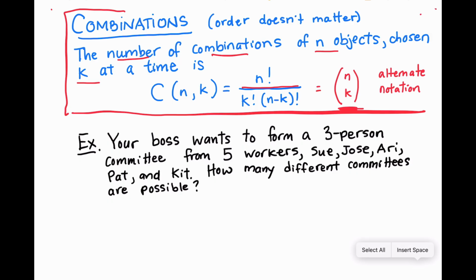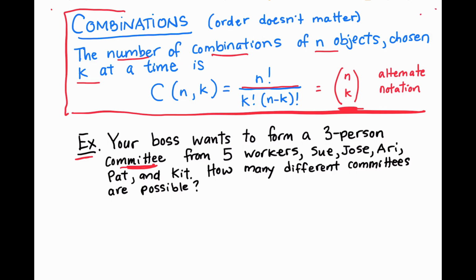Okay, so let's do an example so you understand what we mean by combinations. Say, for example, your boss wants to form a 3-person committee from 5 workers: Sue, Jose, Ari, Pat, and Kit. How many different committees are possible? Note that in a committee of 3 people, the order doesn't matter. I just have to choose 3 people. So Sue, Jose, and Kit is the same as Sue, Kit, and Jose. The only thing that matters is which subset of the 5 people I chose, but order does not matter. This is the essence of the idea of a combination.